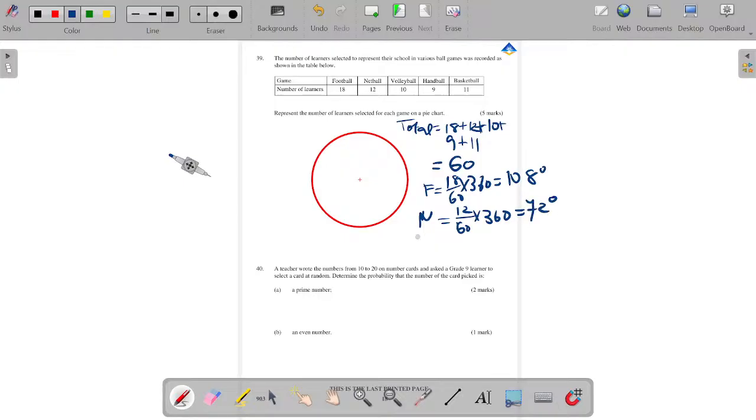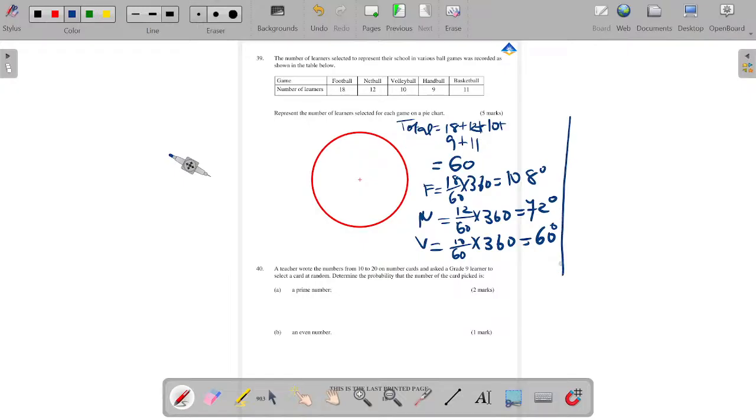After the netball, volleyball is 10 out of 60 times 360 degrees. That is how you locate the angle. So 10 out of 60 times 360, I'm getting 60. I'm done with 60 degrees. I'm done with the volleyball.